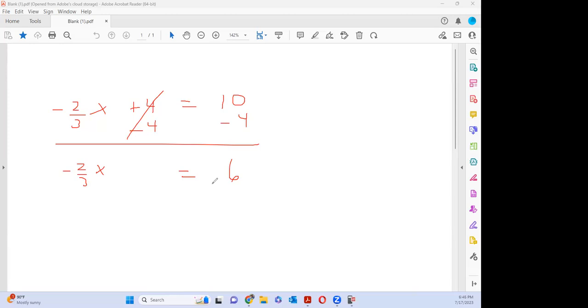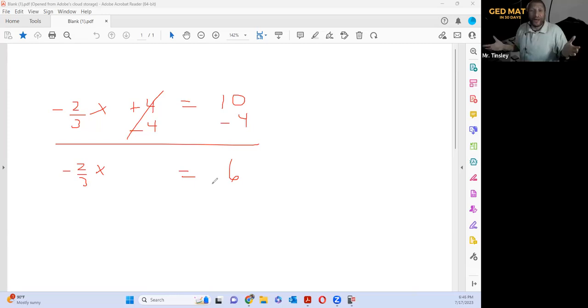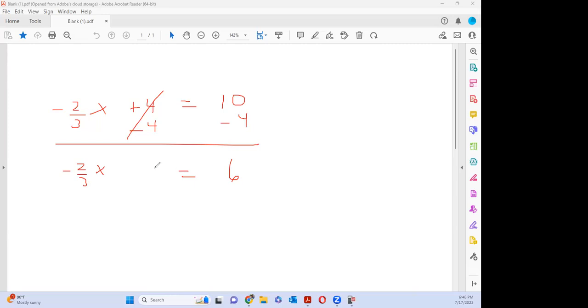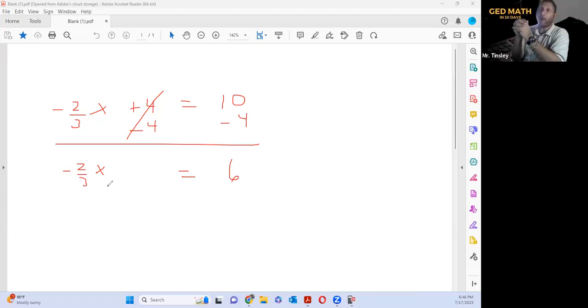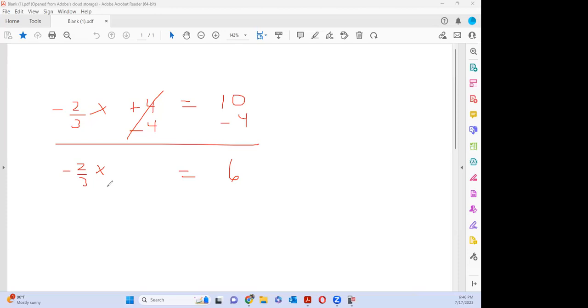Mr. Tinsy, that ain't 2x. That ain't 3x. That ain't 1/2. I don't know what to do. How do I get rid of a negative fraction? Okay, it's 2/3. You still would have to divide it. Divide by what? The 6. Why would you divide by 6? Because you could turn the 6 into a fraction.